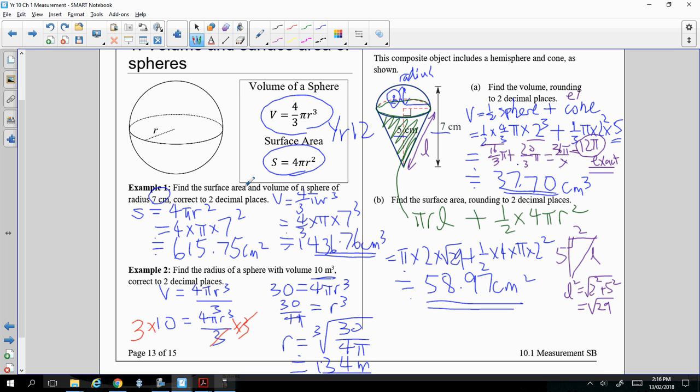Now we're not done yet because I still want to go through the revision, and then we're done for this topic. So we'll do a revision of all the shapes.